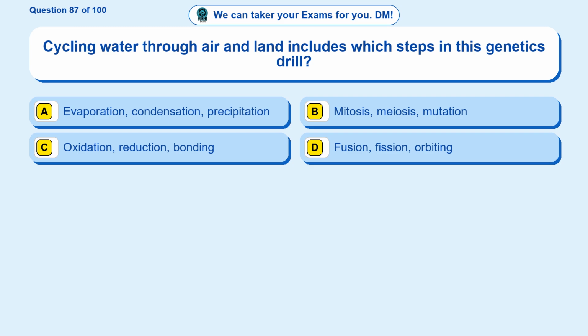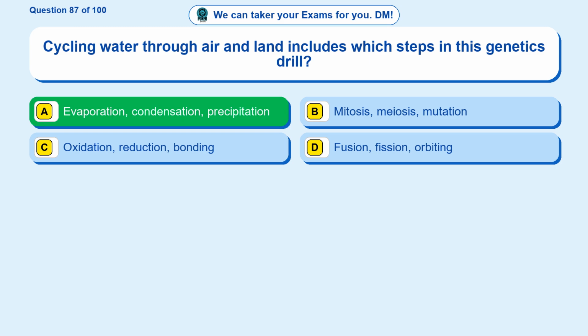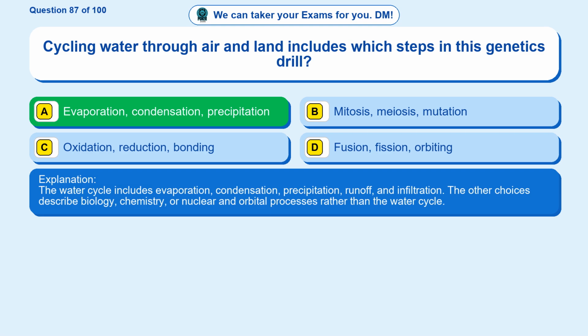Question 87. Cycling water through air and land includes which steps in this genetics drill? Option A, evaporation, condensation, precipitation. Option B, mitosis, meiosis, mutation. Option C, oxidation, reduction, bonding. Option D, fusion, fission, orbiting. The correct answer is option A. Evaporation, condensation, precipitation. The water cycle includes evaporation, condensation, precipitation, runoff, and infiltration. The other choices describe biology, chemistry, or nuclear and orbital processes rather than the water cycle.